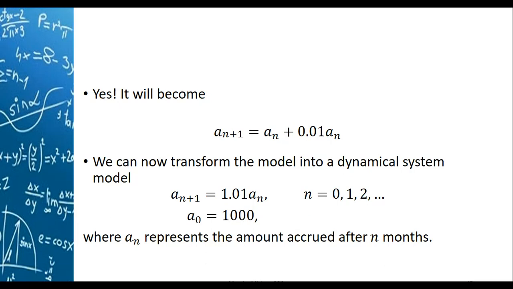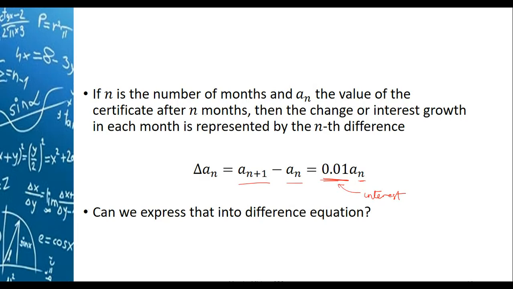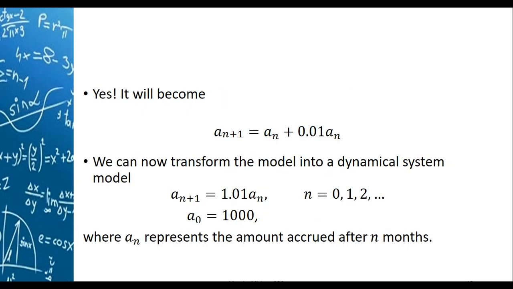Okay, now look at this one. Actually, I gave you earlier just now a_{n+1} minus a_n equal to 0.01 a_n. Okay, in case you get confused again, this is your previous slide, all right? a_{n+1} minus a_n equal to 0.01 a_n.